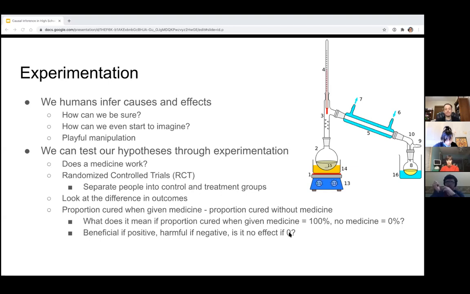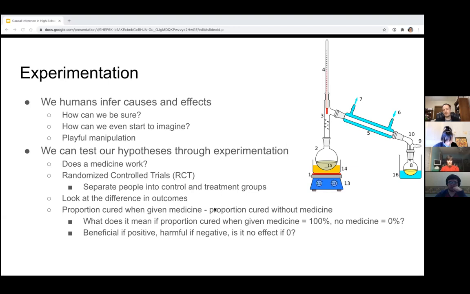But you think, well, how can it be amazing if the proportion cured when given the medicine is the same proportion cured without the medicine? So it doesn't matter whether you take the medicine or not. Well, it might matter very much, because 25% of the time, the medicine might have absolutely cured the person, whereas if they had not taken the medicine, they would have died.